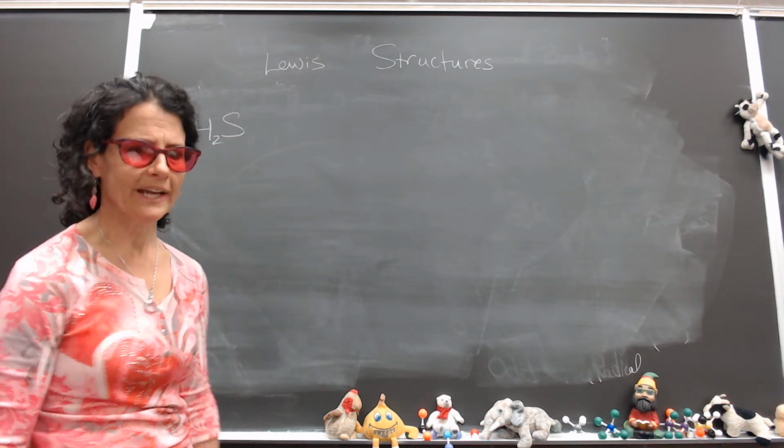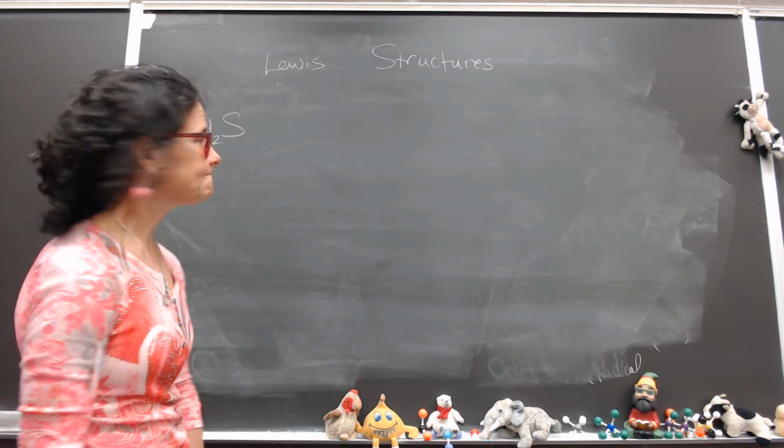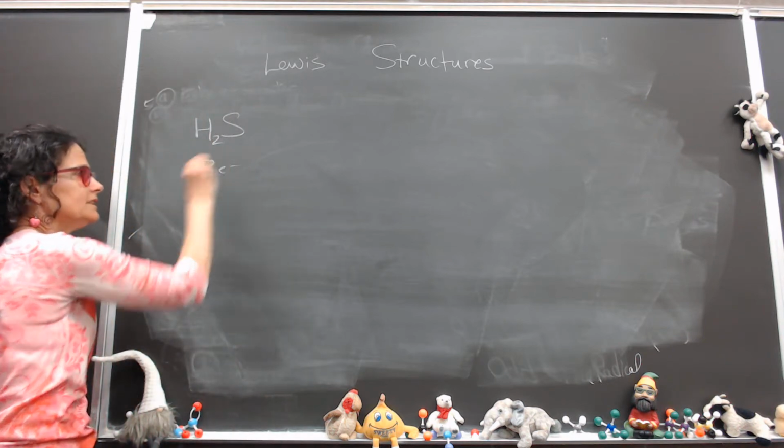H2S. So H2S means 8 valence electrons. Sulfur has 6.